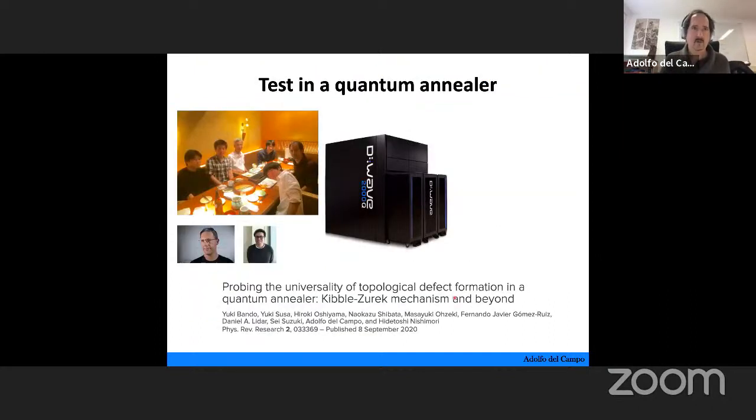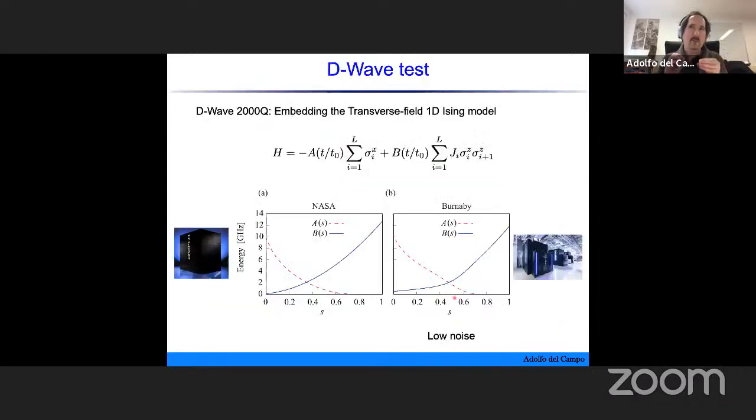Okay, so this was a bit of background on previous efforts to test and understand critical dynamics in a quantum annealer. So let's go back to what we did. We embedded not the two-dimensional, but the one-dimensional transverse field Ising model, so essentially the simplest model you can think of.